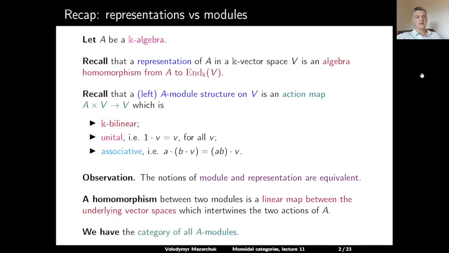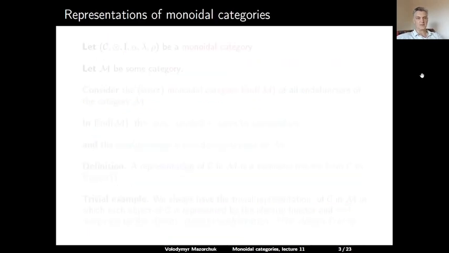And using this, we can define the category of all A modules, where the objects are A modules and the morphisms are homomorphisms between A modules. So now let us try to define similar notions for monoidal categories. Let C be a monoidal category with a tensor product, identity object, associator, and two unitors.